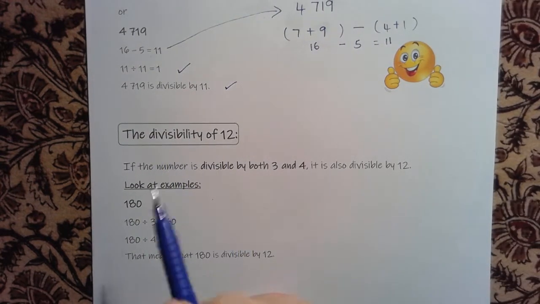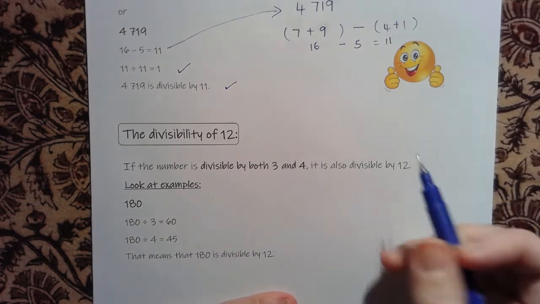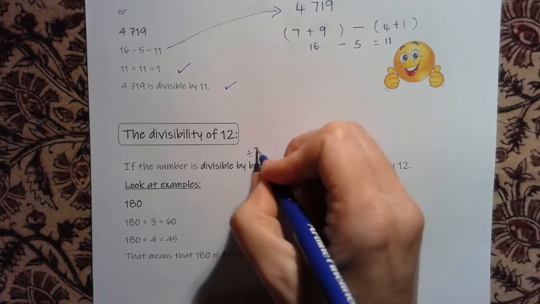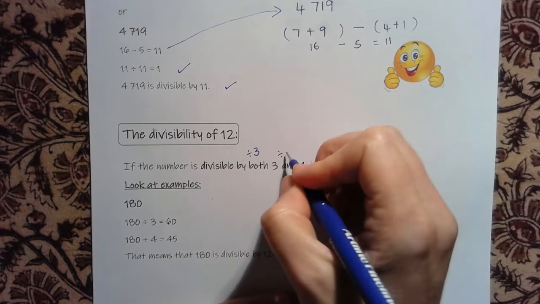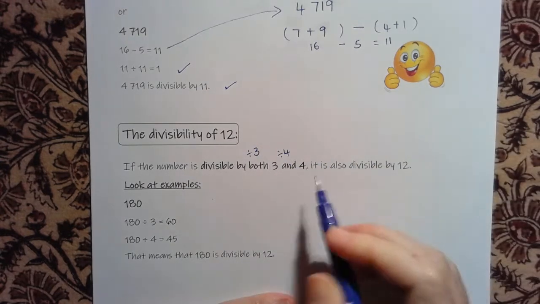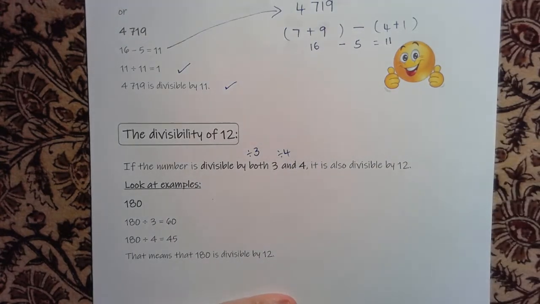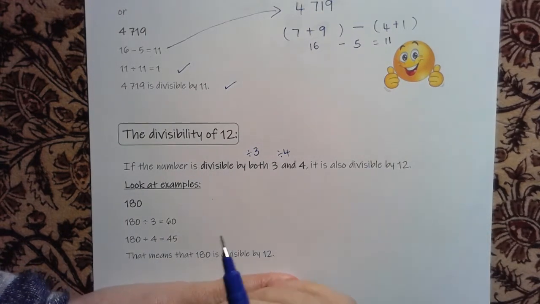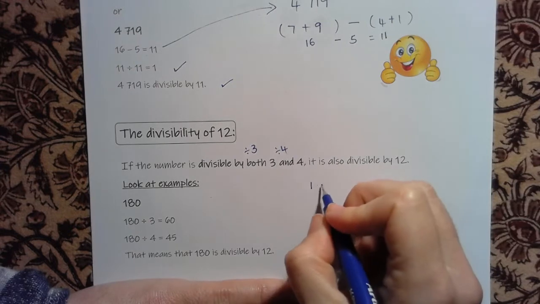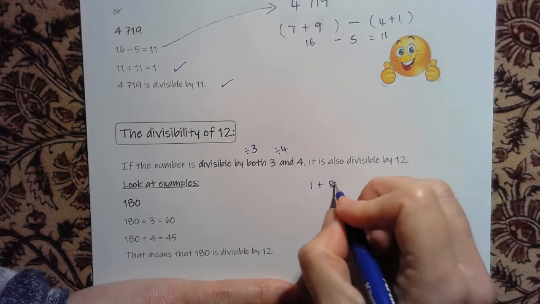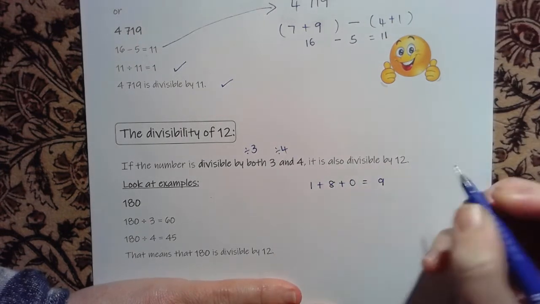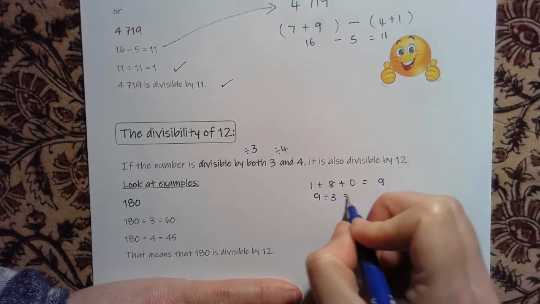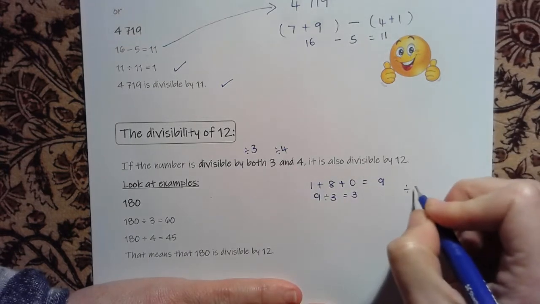And now we are at the last rule, divisibility of 12. If the number is divisible by both 3 and 4, so you must check, can it divide by 3 and can it divide by 4? It is also divisible by 12. Okay, so what we've got here is 180. So 180 divided by 3. Then how do we know that 180 can divide by 3? The rule for 3 is you add the digits. So this will equal 9, and 9 can divide by 3. We know that. So it divides by 3.